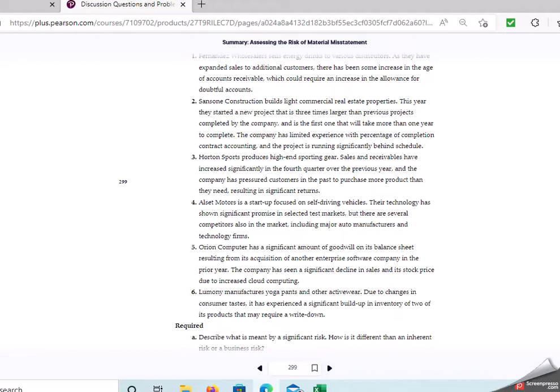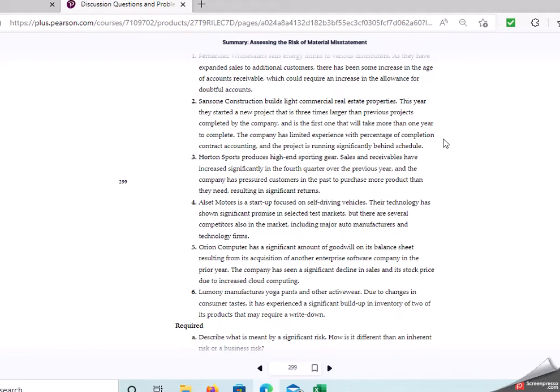So there are a few keywords in there. The company has limited experience. That's definitely going to raise a red flag for the auditors. And they're running significantly behind schedule. So it's like they're getting into something that they are possibly not prepared to do. So that is going to be significant. And then what could they do? What can the auditors do?